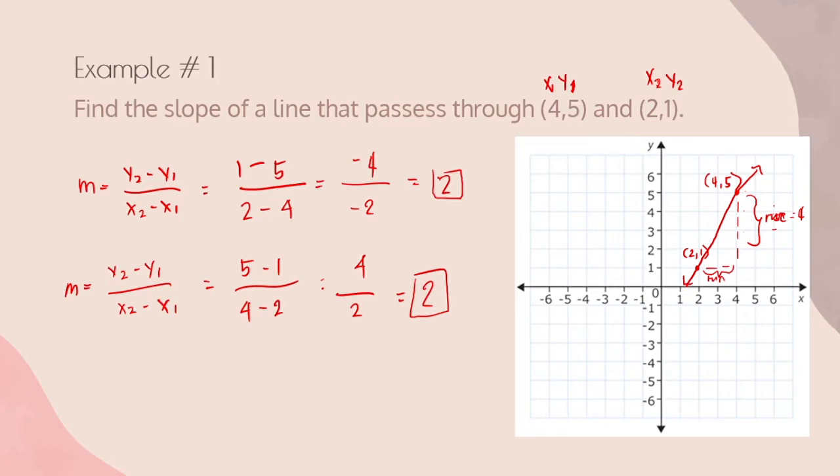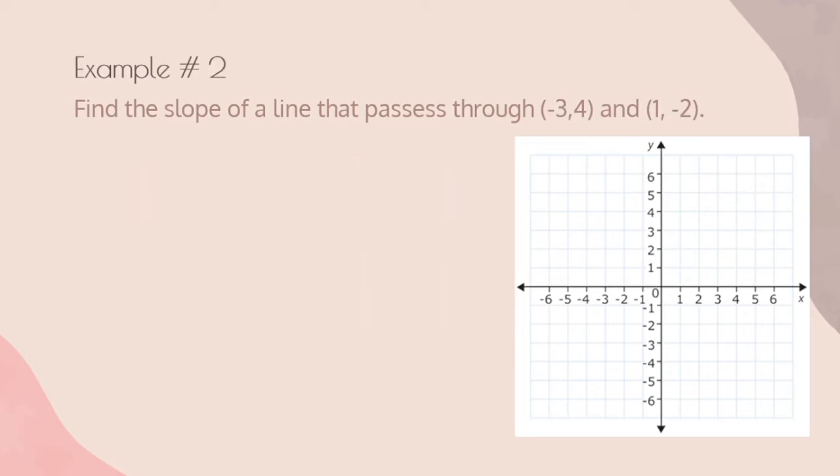Alright? So, let's have our example number 2. We have to find the slope of a line through -3, 4, and 1, -2. So, let x sub 1 and y sub 1 be -3 and 4, and then x sub 2, y sub 2 is 1 and -2. So let's just substitute the given to the formula again. y sub 2 minus y sub 1 over x sub 2 minus x sub 1. So we have -2 minus 4 over 1 minus -3.